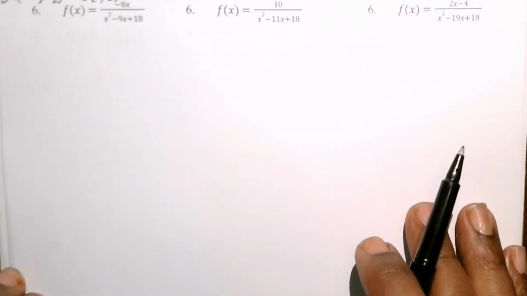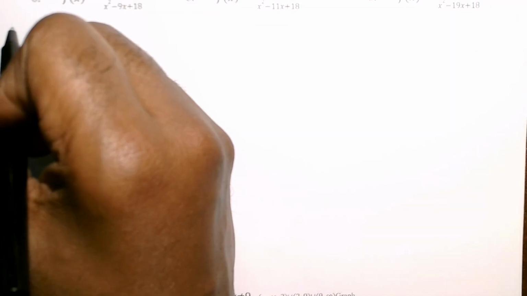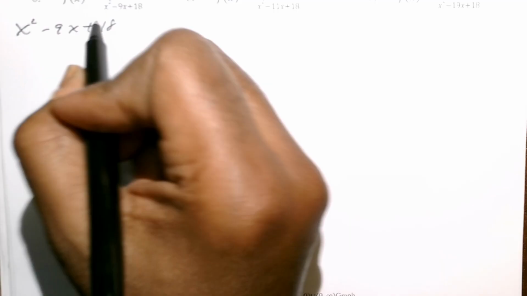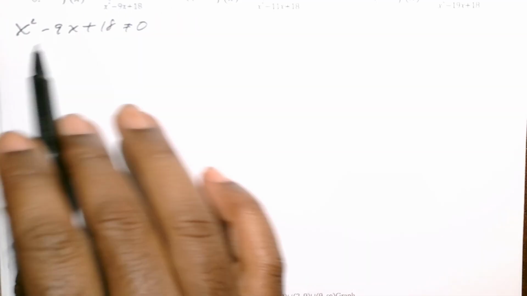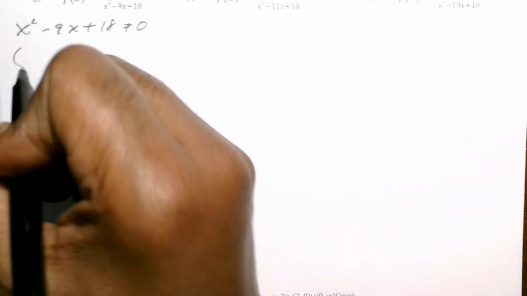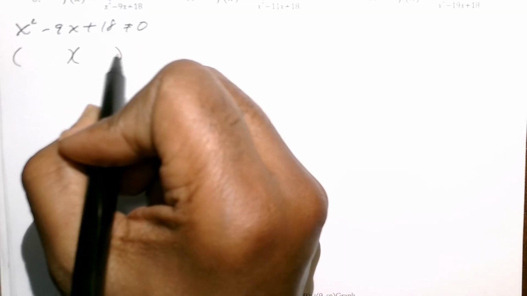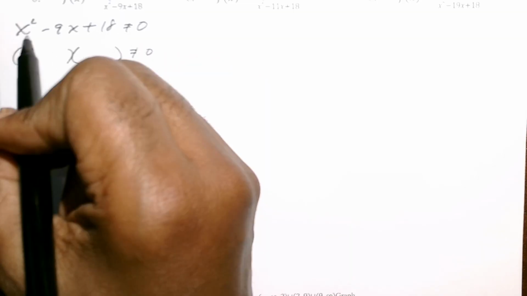Now, what will be the domain for this function? This function, we have a trinomial in the denominator with the x, which is x squared minus 9x plus 18. And we don't want this, again, to be 0. So I want to factor this into two binomials, and they'll be linear binomials, and we can solve them as linears. So for x squared, that can factor into x times x.